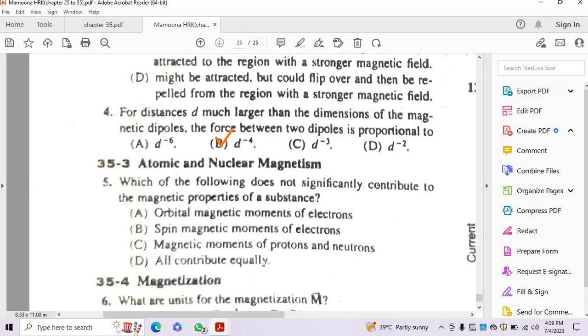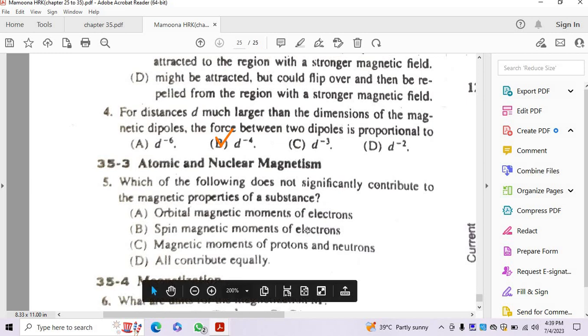This point is mentioned in the Halliday Resnick Krane book in the topic of atomic and nuclear magnetism, in which it is mentioned that the nuclear magnetic moments are very much smaller than atomic dipole moments. Because they are approximately less by an order of 10 to the power -3, their contribution to the magnetic properties of the material is negligibly small. So it means that option C is the correct option, that we usually neglect the contribution of magnetic moments of protons and neutrons.